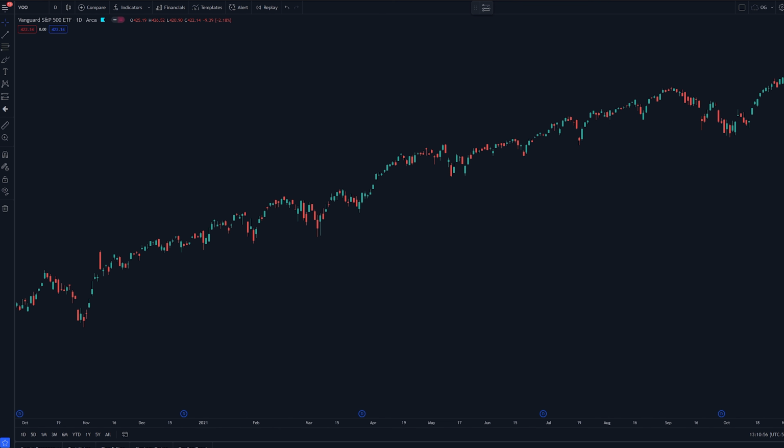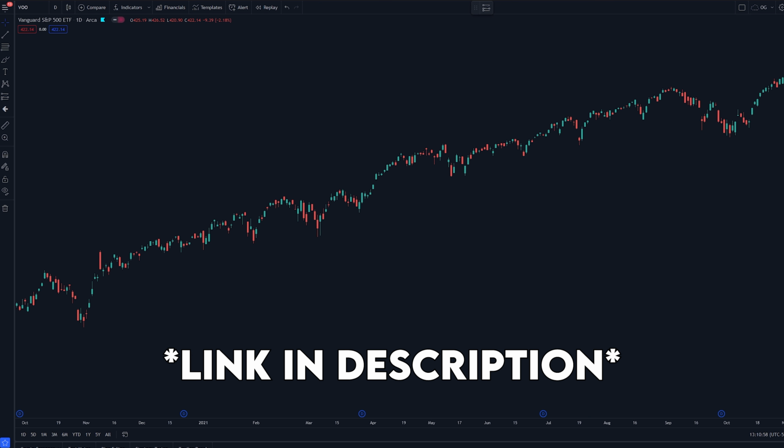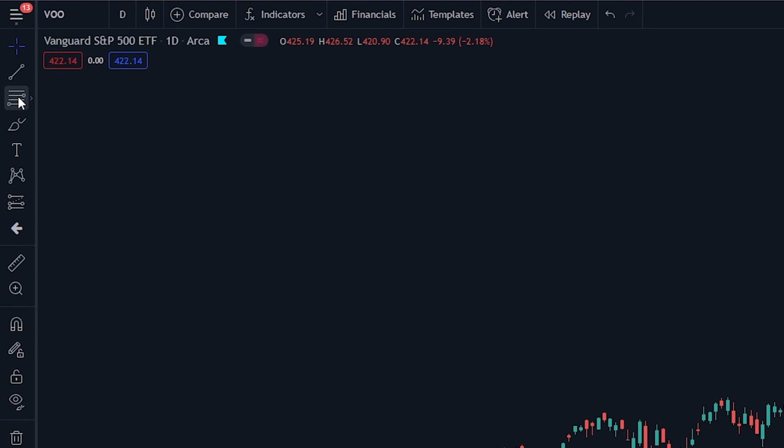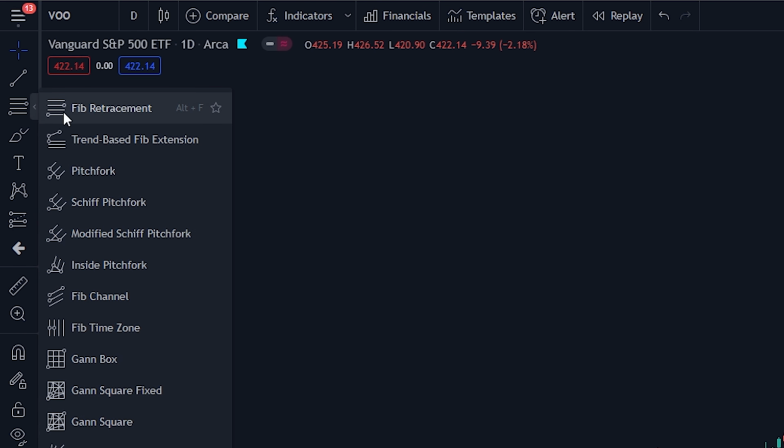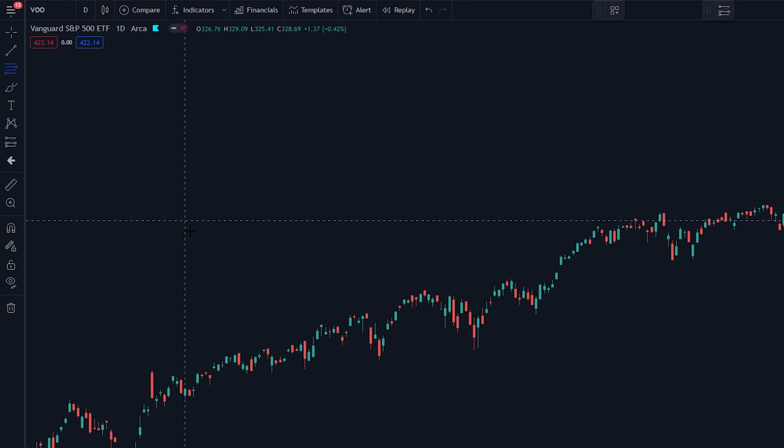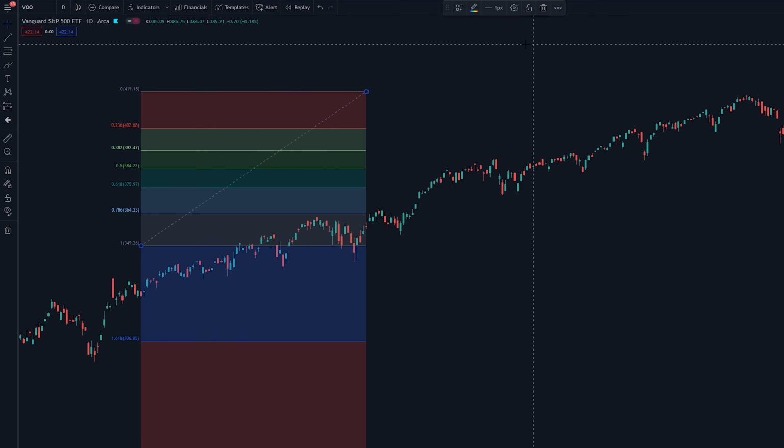To do that, get on TradingView. If you don't have it, I'll leave a link in the description. Next, click on this icon right here. Make sure it's on the Fibonacci retracement. Just place it anywhere on the chart and click the settings icon.